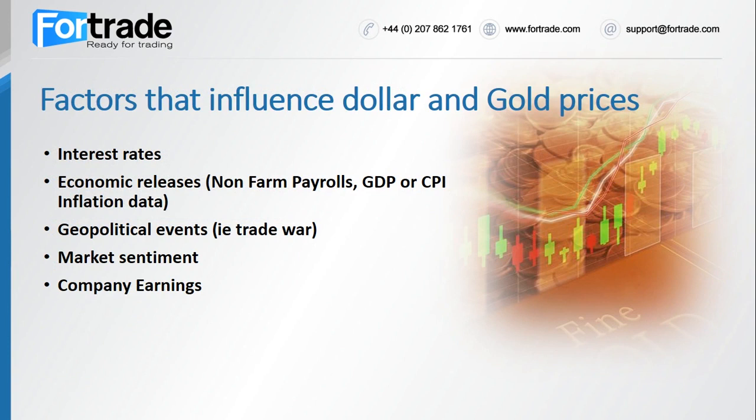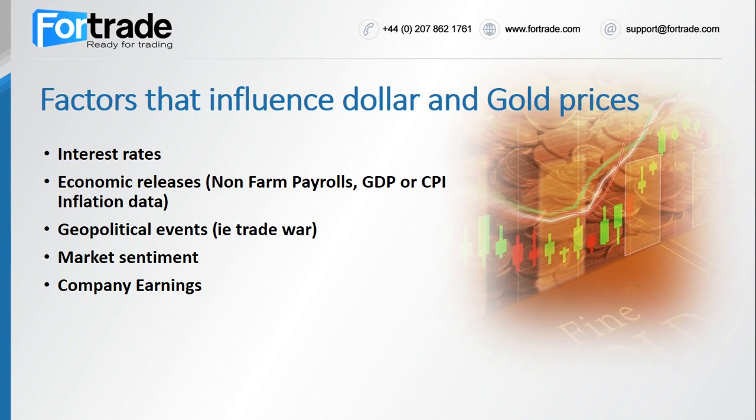So there are many factors that influence the dollar and gold prices, but the main ones you can see in front of you. Interest rates, economic releases such as the NFP, geopolitical events like the trade war, market sentiment, and company earnings. Perhaps the most important factor is interest rate set by the Fed. A higher interest rate or anticipated interest rate tends to increase the value of the dollar and bring gold prices down, and vice versa. The Fed meeting is due this Wednesday on May the 1st.